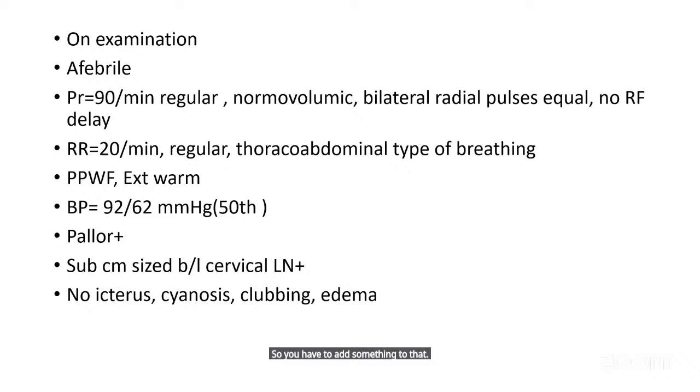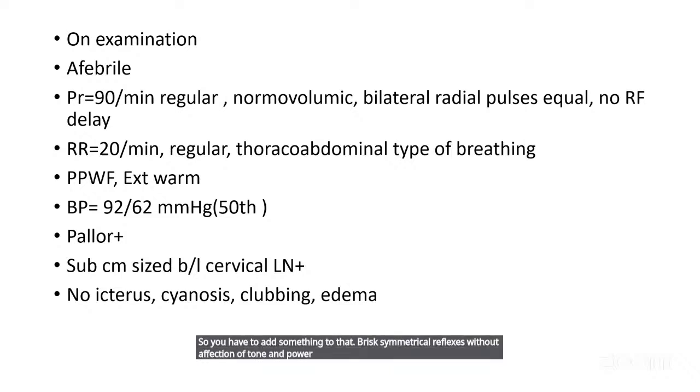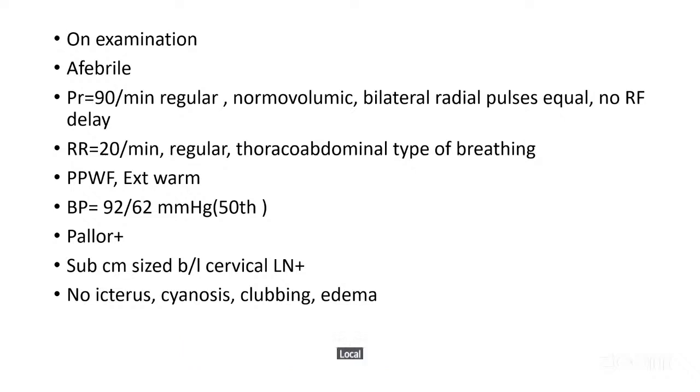Brisk symmetrical reflexes without affection of tone and power. You could have tone and power affection also causing brisk reflexes, no? So when it is due to raised ICT, then you have to eliminate local problems. Then what else? Without affection of power at least, not tone. Then what can happen to tone? UMN lesion, hypertonia. So there can be hypertonia.